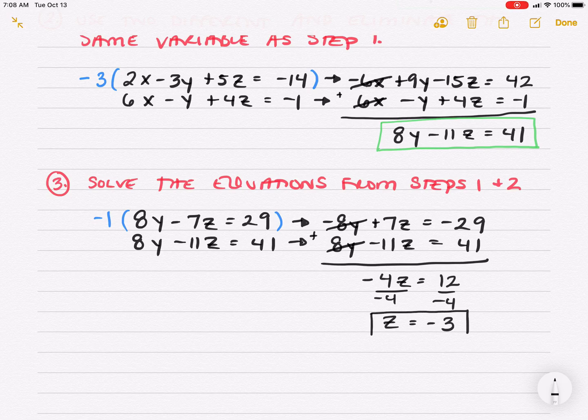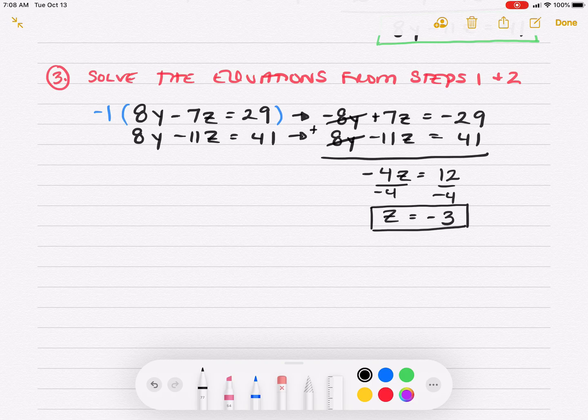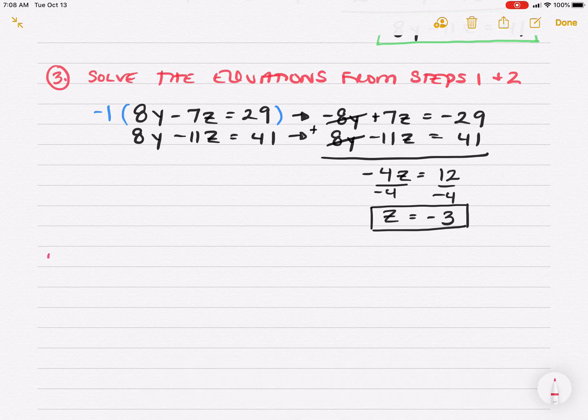Okay, so most of the work is going to be spent getting your first variable. Go slow, do your work neatly, rewrite as many parts as possible, because if you miss one negative earlier on, the rest of the problem is going to be incorrect. All right, so step 4.